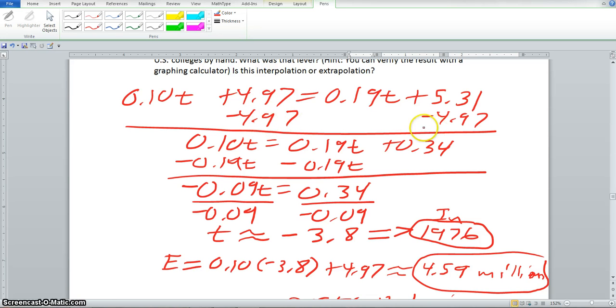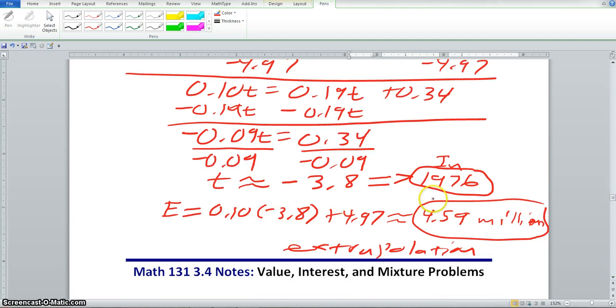We subtracted 4.97 on both sides, and then subtracted 0.19 t on both sides. This resulted in us getting t is approximately negative 3.8. So we will subtract that from 1980, and that will give us about 1976. So now we would take one of the equations. I took the male equation and substituted in negative 3.8 for t. And when I did that, I ended up with 4.59 million. And we know 1976 falls outside of the chart of information we received. So that is extrapolation.